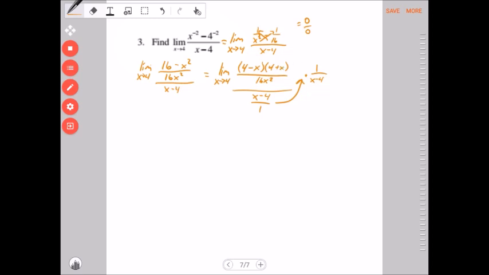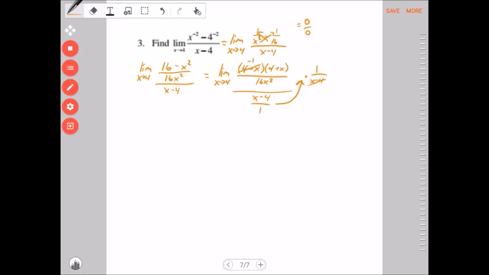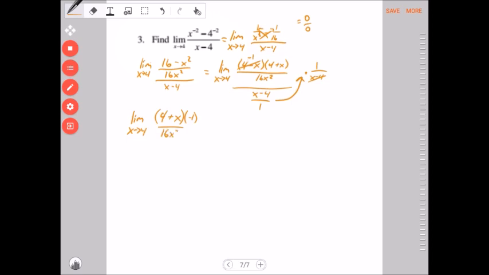Nothing cancels off right away. They're not the same. However, remember that factoring trick is if they are the same stuff, just different signs. So look, this is a positive x, that's a negative x, that's a minus 4, this is a positive 4. So this one will cancel off with that one, leaving behind a negative 1. So there goes the 0 over 0 part. So this is still the limit as x approaches 4 of 4 plus x times negative 1, can't forget the negative 1 that got left behind there, all divided by 16x squared.